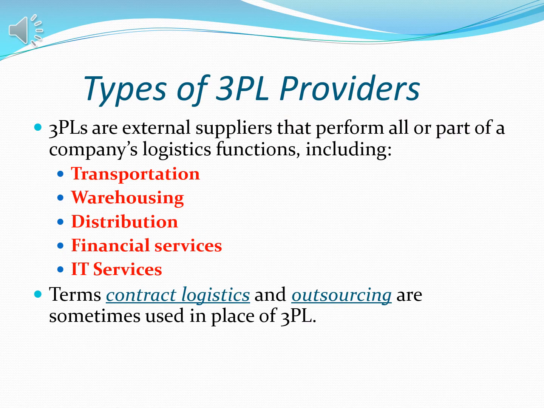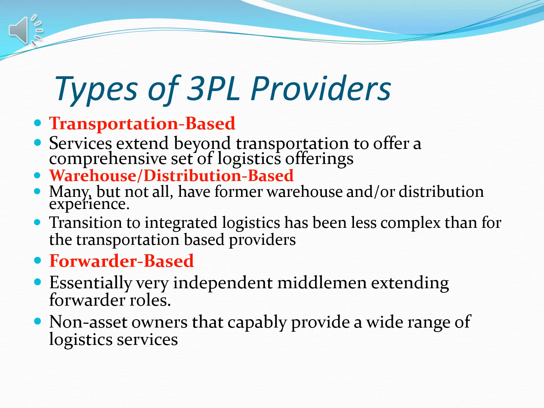The next topic is the types of 3PL providers. 3PLs are external suppliers that perform all or part of the company's logistic functions, including transportation, warehousing, distribution, financial services and IT services. The terms contract logistics and outsourcing are sometimes used in place of 3PL. Transportation based providers have extended beyond transportation to offer a comprehensive set of logistic offerings. Warehouse and distribution based providers are many, but not all have former warehousing and distribution experience. These companies provide warehousing, distribution and transport, and their transition to integrated logistics has been less complex than for the transportation based providers.